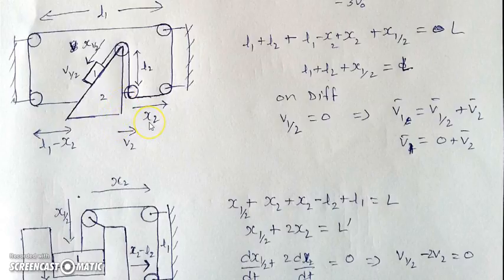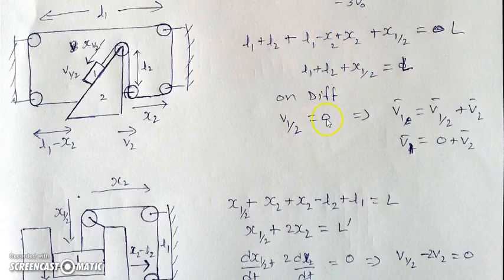As the block is moving, the wedge is moving with v2, and the block is moving along this direction with the velocity relative to 2. So just by adding these, L1 plus L2 plus L1 minus x2, then x2, then x of 1 with respect to 2, we get the total length of the string as capital L. On differentiating, x2 is already cancelled.